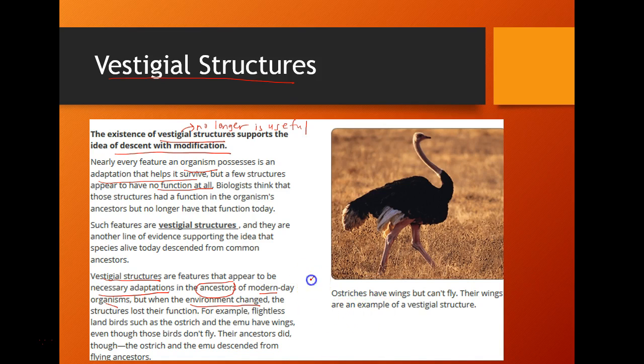For example, if we look at this ostrich right here, this ostrich has wings, but it doesn't fly. Their ancestors, however, probably did fly, and so that's how they have their wings. The ostrich and the emu descended from flying ancestors, even though they themselves do not fly. Another example in humans would be an appendix, something that can be removed, right, because it doesn't serve any important function in our bodies. But maybe our ancestors had use for it for further digestion.